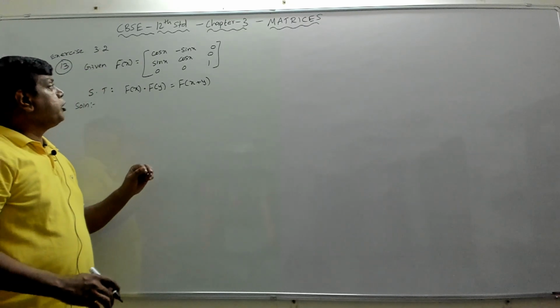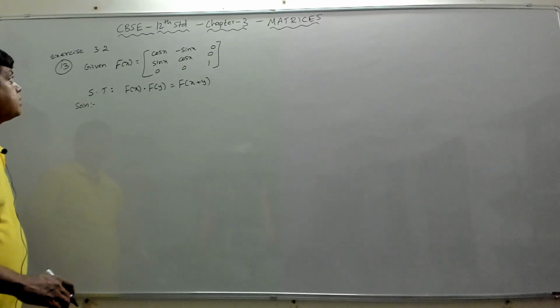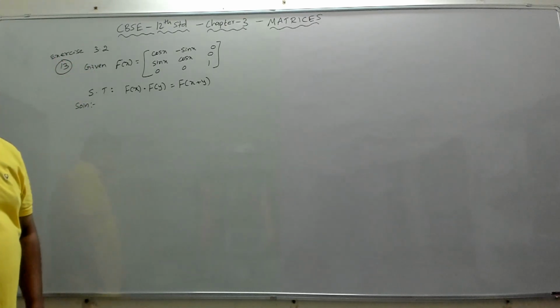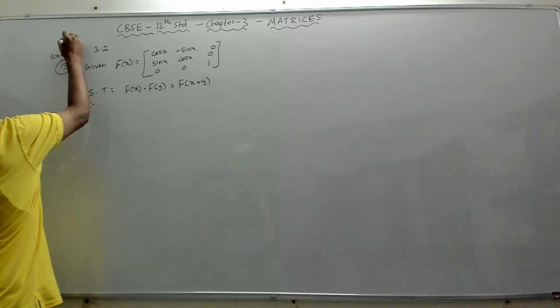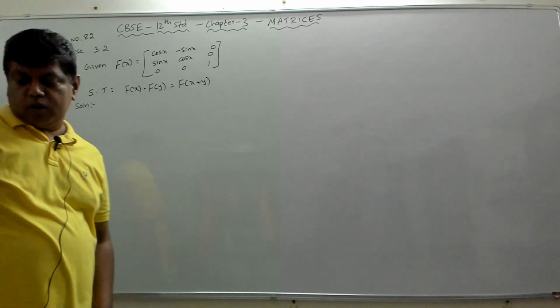In this video, we'll continue with the chapter matrices from your 12th standard CBSE mathematics. So we'll continue with exercise 3.2 in page number 82. Page number 82 of your textbook, problem number 13.